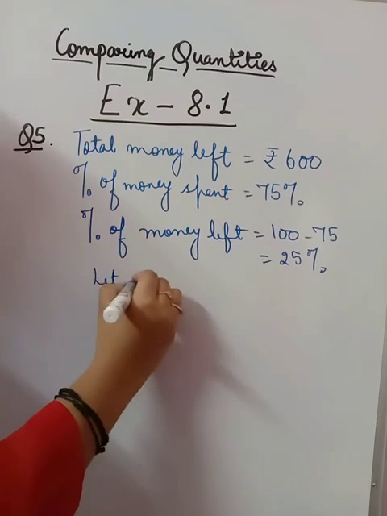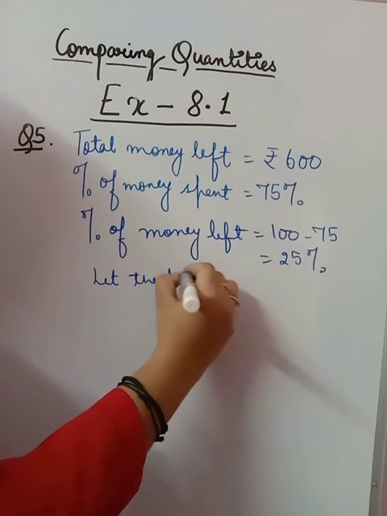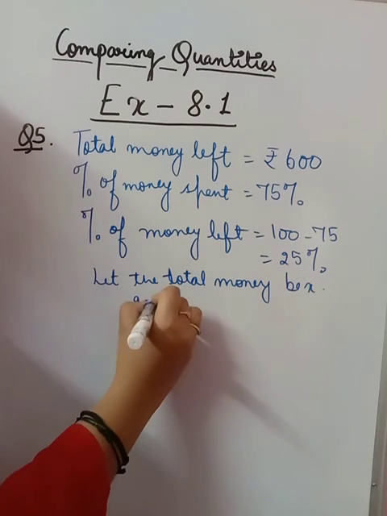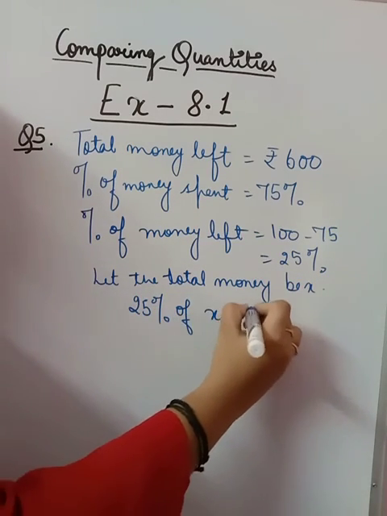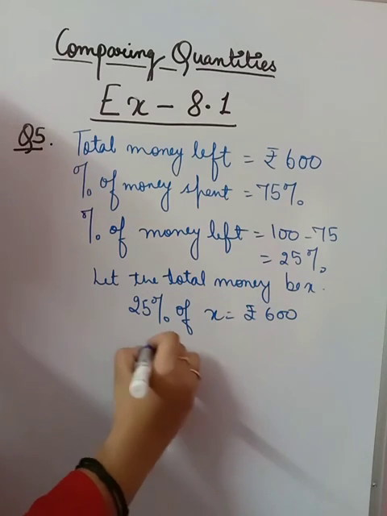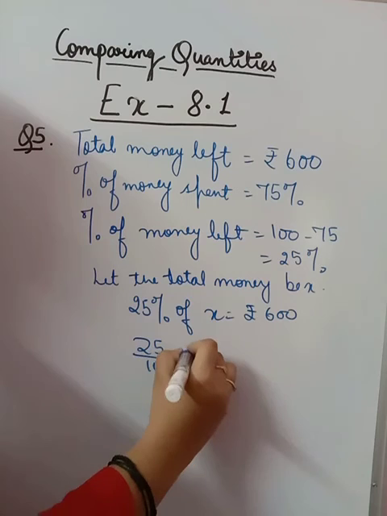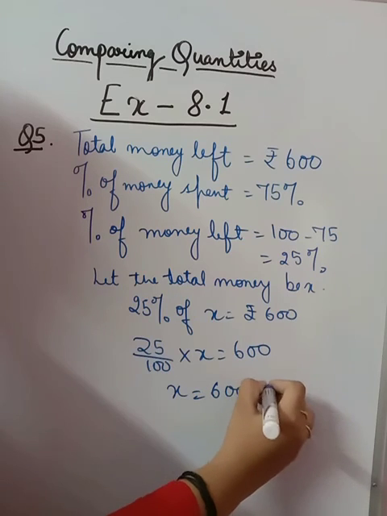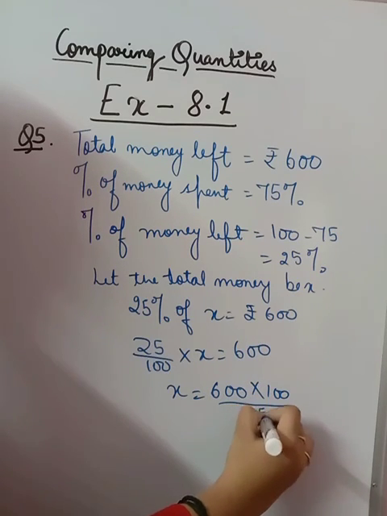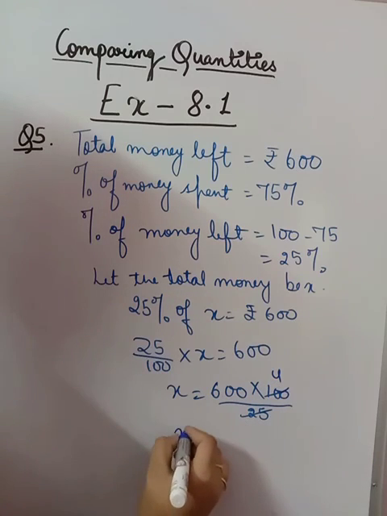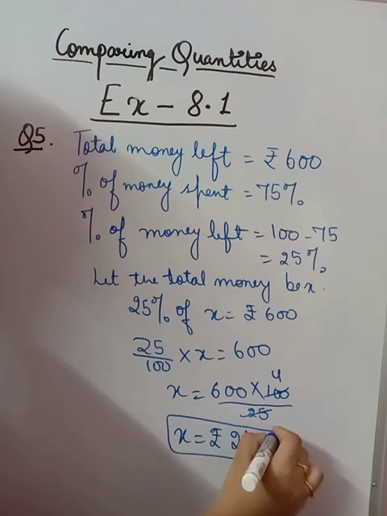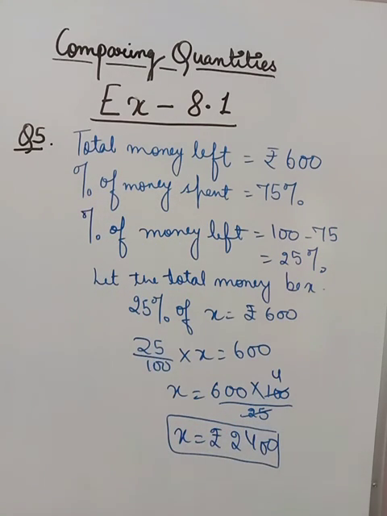So we will let the total money be x. So now we know that 25% of x is equals to rupees 600. So 25 upon 100 into x equals to 600. So x will be equal to 600 into 100 upon 25, which will come out to be rupees 2400. So the total money that she initially had was 2400, out of which 75% was spent and 600 rupees were left with her.